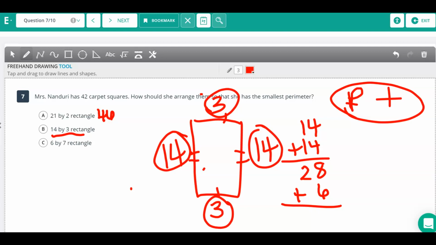And what is 28 plus 6? Well, that is 14, carry a 1, 3, 34. Wow, that one already has a much smaller perimeter. So I'm going to cross off A because that is not the answer.